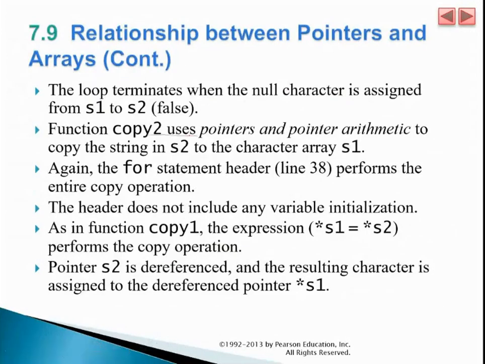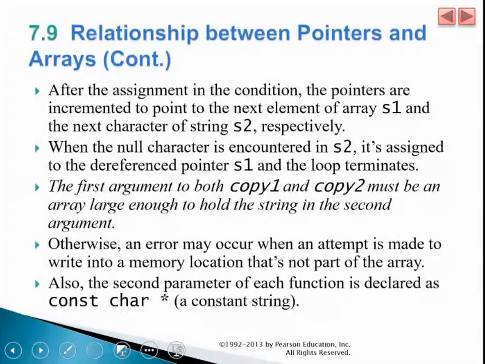Function copy2 uses pointers and pointer arithmetic to copy string 2 into string 1. Again, in the for loop, we perform this operation till we hit null. Here we are using pointer notation and pointer assignment operation. After the assignment in the condition, the pointers are incremented to point to the next location. Both pointers should be incremented, and when we encounter the null character, the loop will terminate and we will come out of that loop.